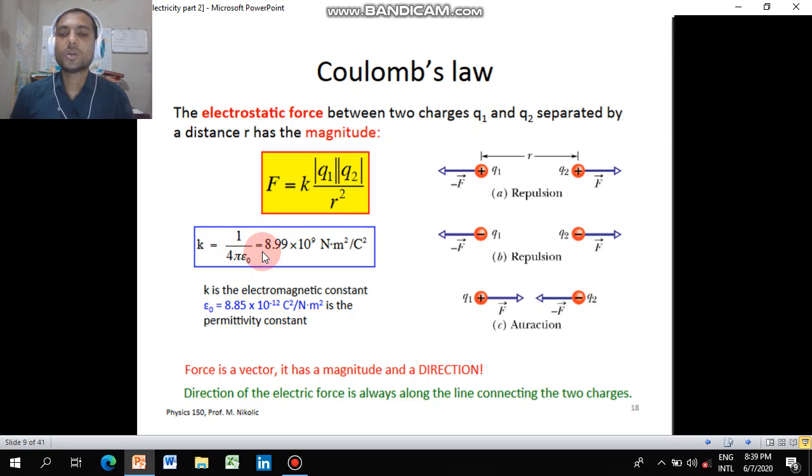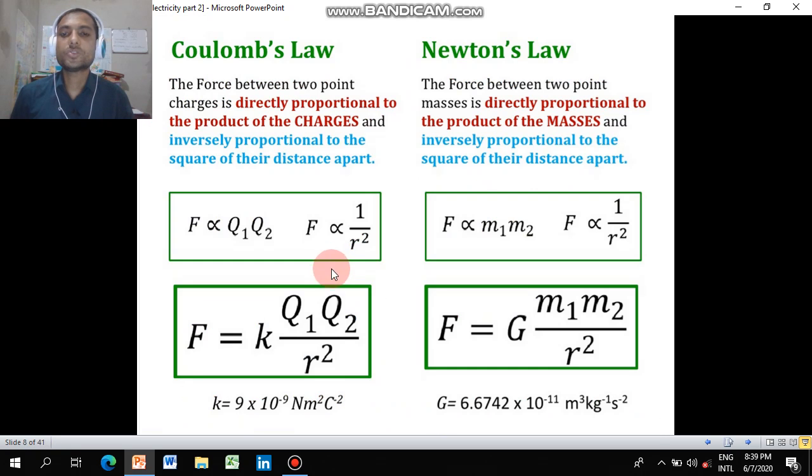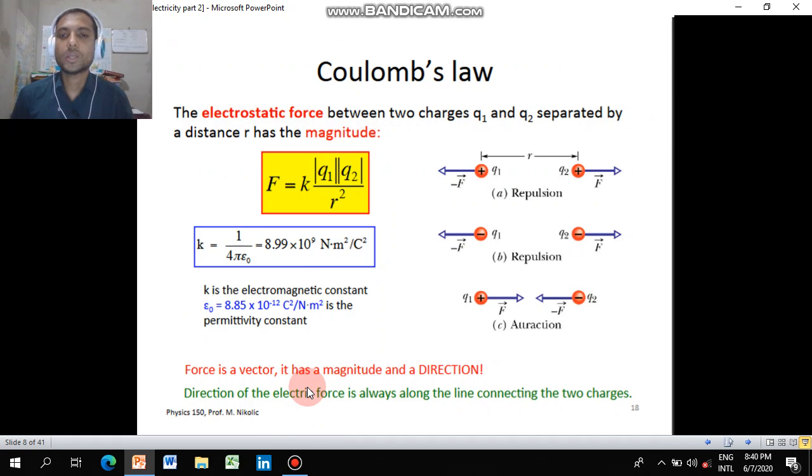The actual value of K equals 8.99 into 10 to the power 9 Newton meter square per coulomb square. This is the actual value, and the approximate value of K is 9 into 10 to the power 9. K is the electromagnetic constant, and epsilon naught is the permittivity constant, whose value is 8.85 into 10 to the power minus 12 coulomb square per Newton meter square.